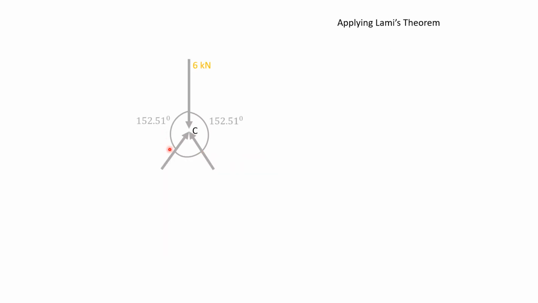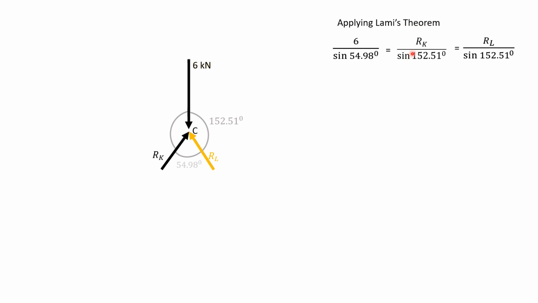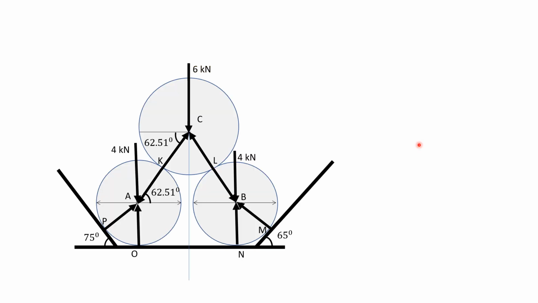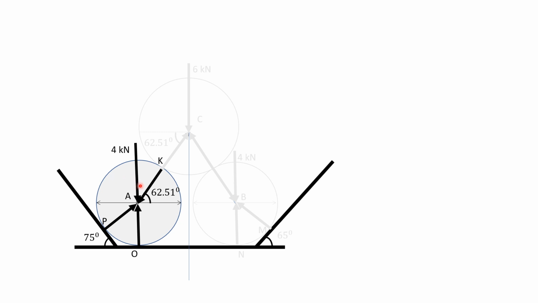Applying this theorem and calculating for RK, we get RK equal to RL, because this and this are the same. RK and RL both equal 3.382 kilonewtons. We got the reaction at K and the reaction at L as 3.382 kilonewtons.